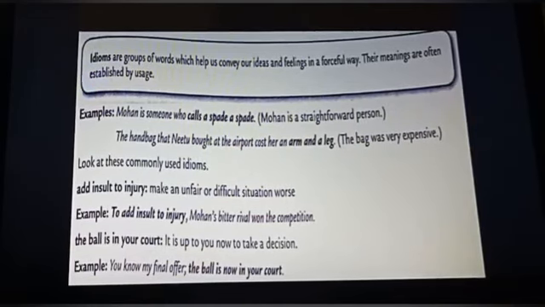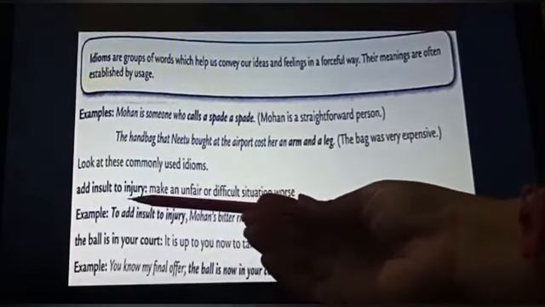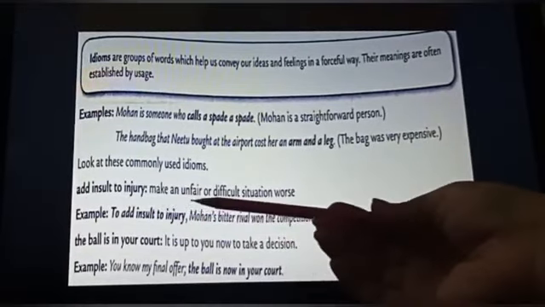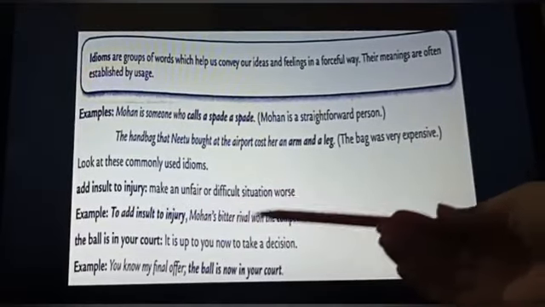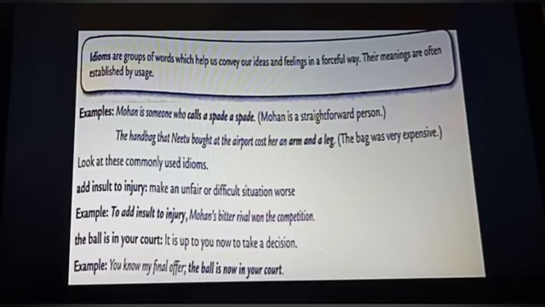Now today we are going to learn a few idioms. First one is add insult to injury. See here, it means to make an unfair or difficult situation worse. Suppose you are already in a bad situation, but because of something done by someone, you get stuck in a worse situation.